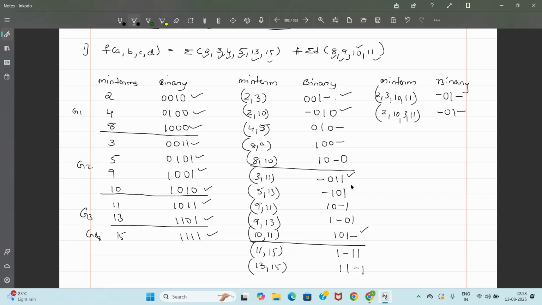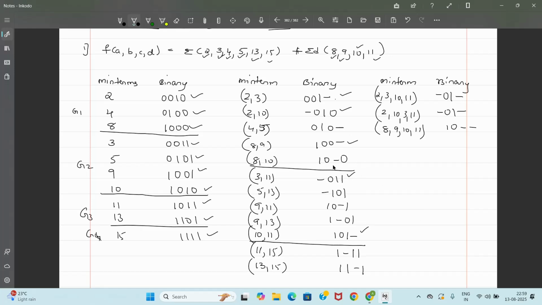Next one we can try is 4, 5 and 10, 11. That is also not possible because you have more than one change happening. Then 8, 9 with 10, 11. Yes, you can combine 8, 9, 10, 11. The answer will be 1, 0, dash, dash. Okay. So 8, 9, 10, 11 will be covered.